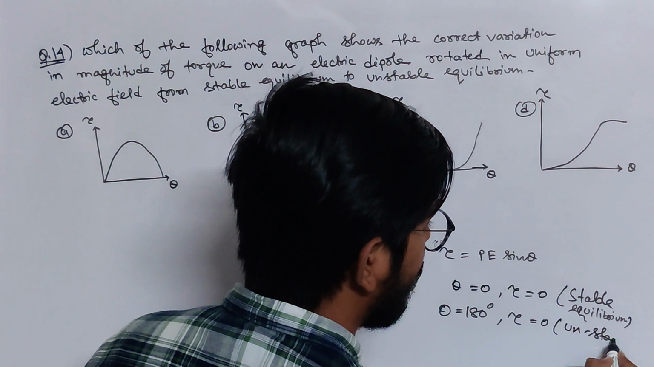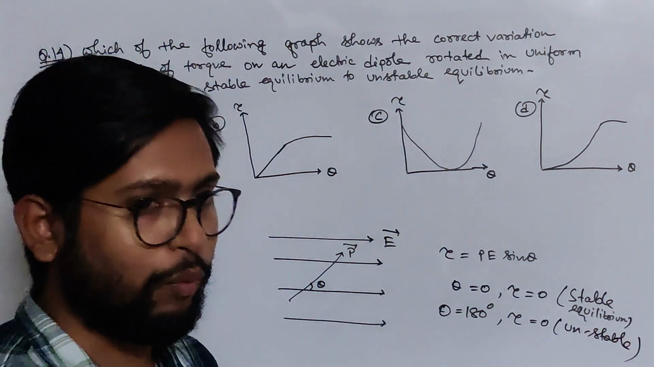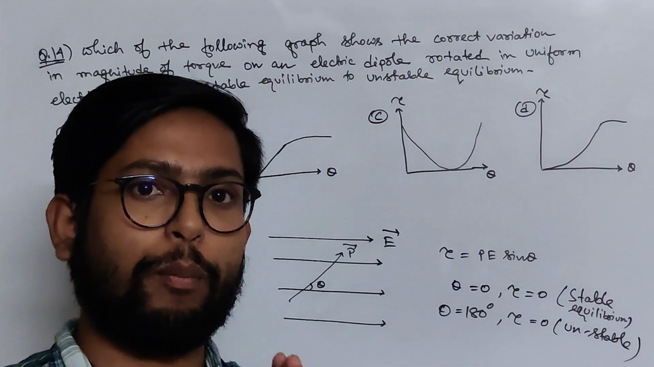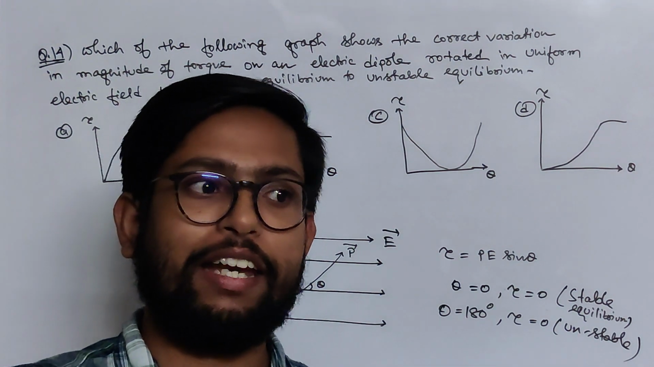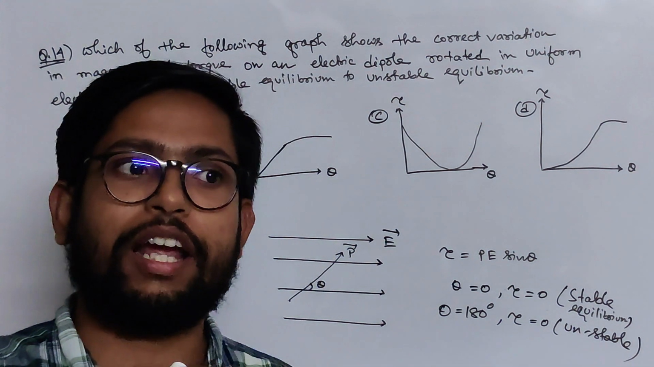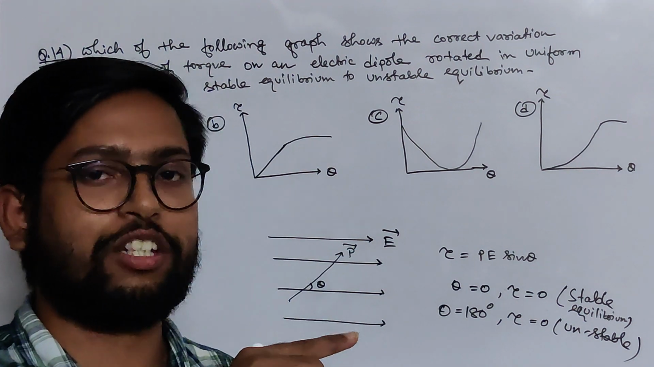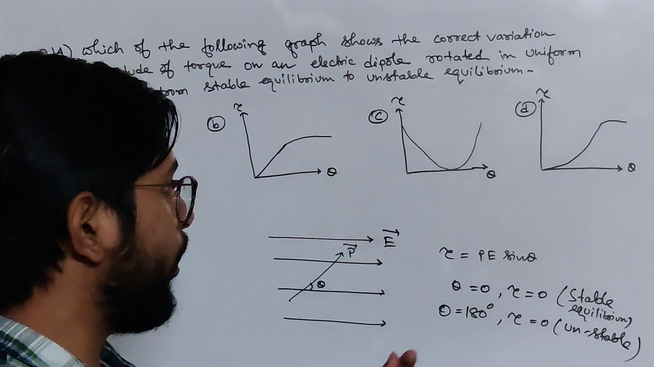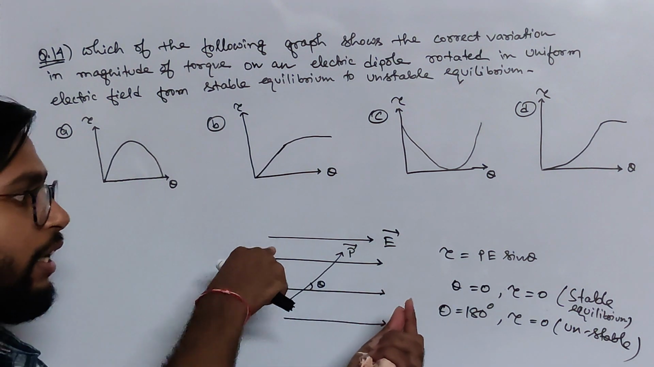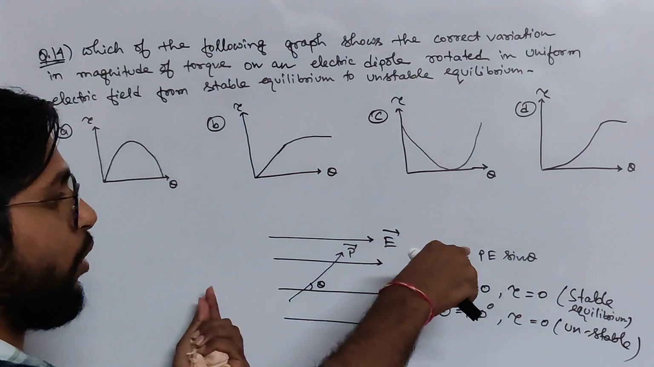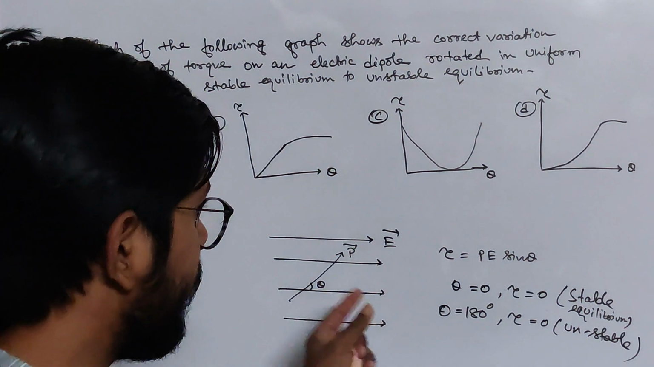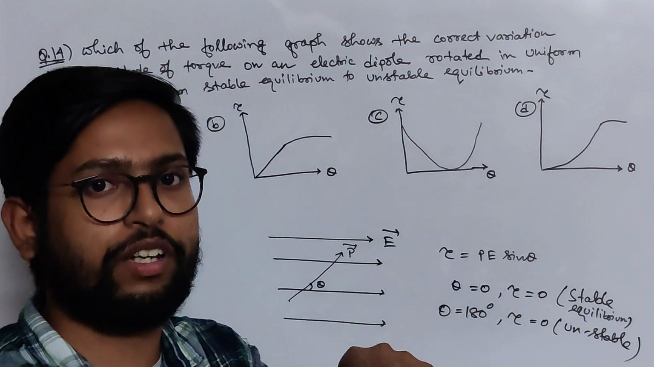This is unstable. Why is it unstable? Because when it is opposite to the direction of the electric field and you disturb it from its position, it will not try to regain its original direction. It will just switch its direction and try to come to the stable equilibrium configuration. That's why this configuration is known as the unstable equilibrium configuration.